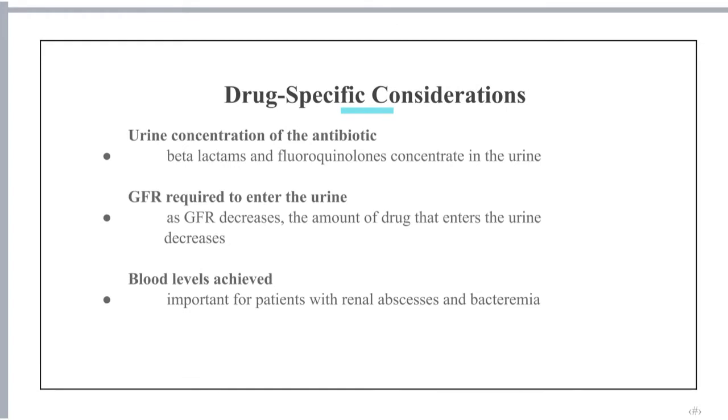The drugs that we use to treat UTI differ in several different ways. For instance, beta-lactams and fluoroquinolones have high concentrations in the urine, so we can give very short courses of therapy at lower doses and achieve good results. Sometimes a minimum GFR is required to enter the urine. So as a patient's GFR decreases, the amount of the drug that enters the urine decreases and therefore makes it less effective. And then sometimes if we're treating a renal abscess, then we might need blood levels to be at a certain level, and certain drugs reach blood levels quicker and for longer periods than other drugs.